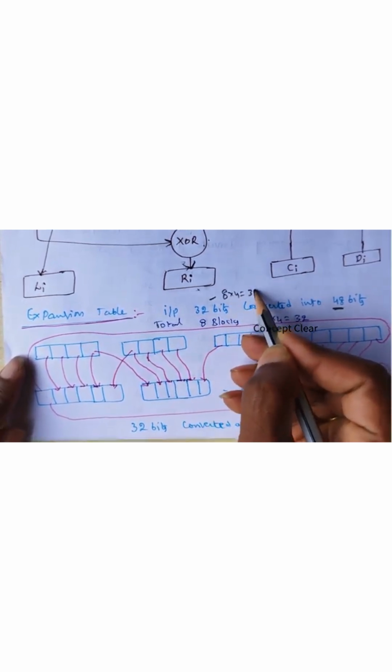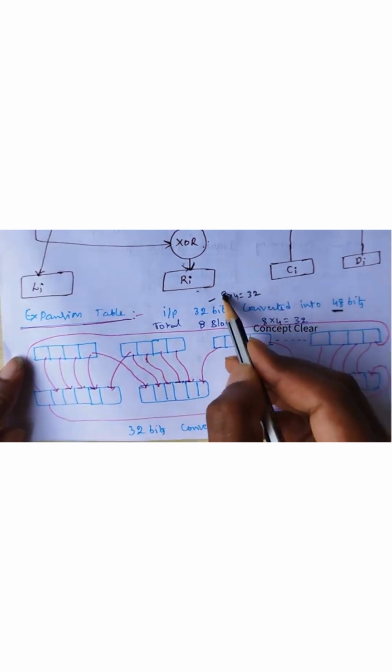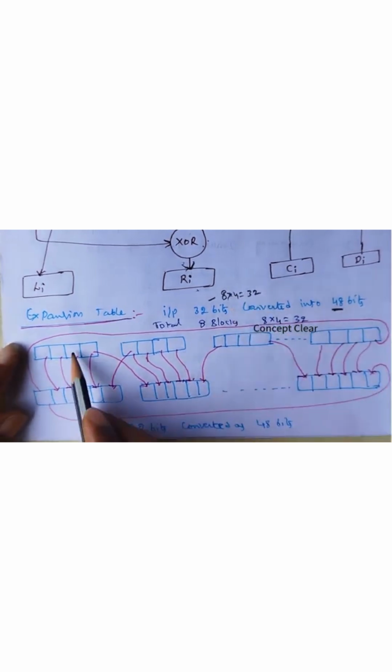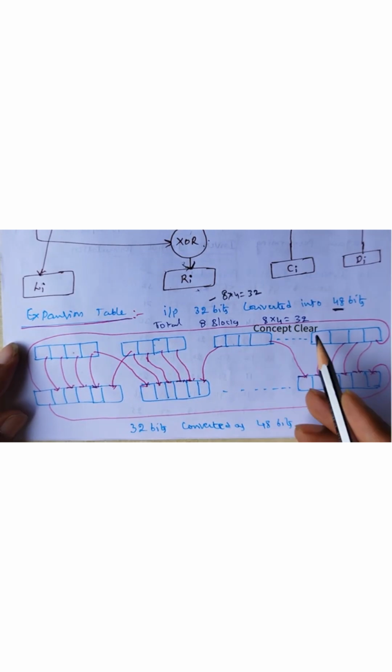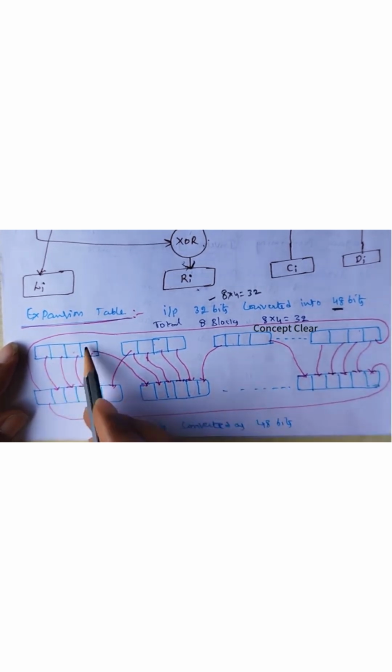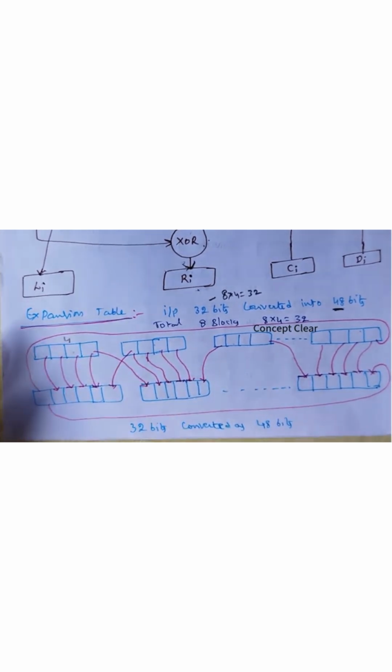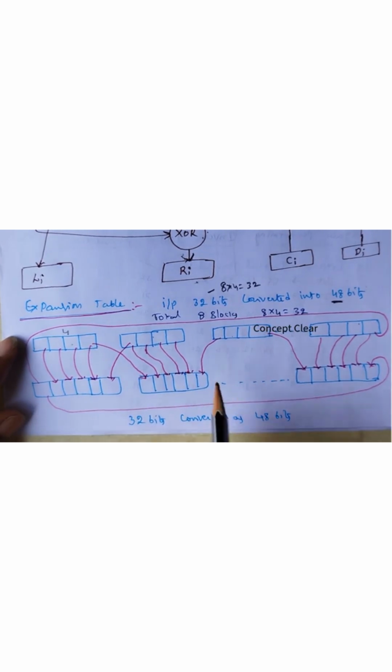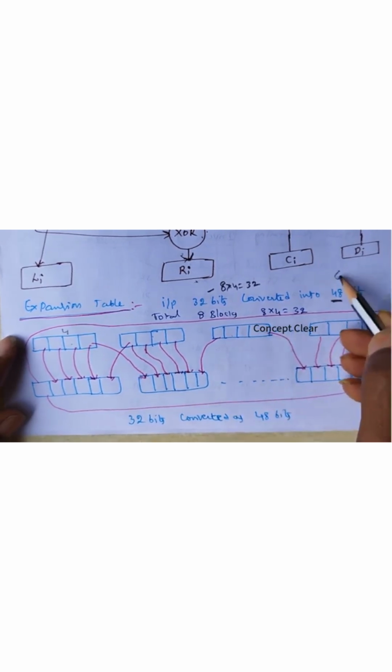How many words are 32 bits? So I am taking here 8 blocks. Each block contains 4 cells. This is the first one, second one, third one, up to 8 blocks. Each block contains 4 cells, and how will it be converted to 48 bits? Okay, see here. Then same like that, 8 into 6 equals 48.